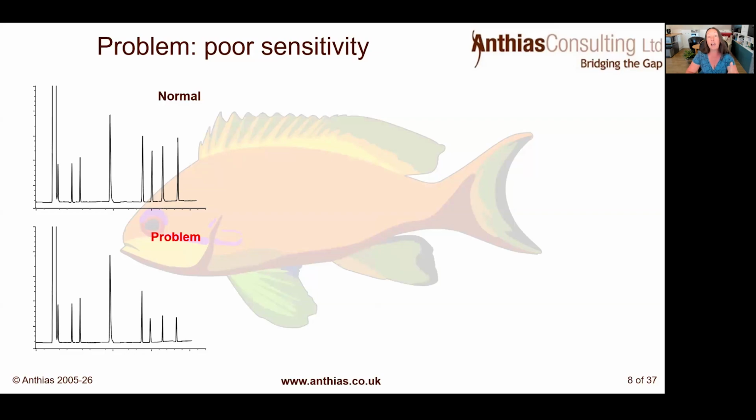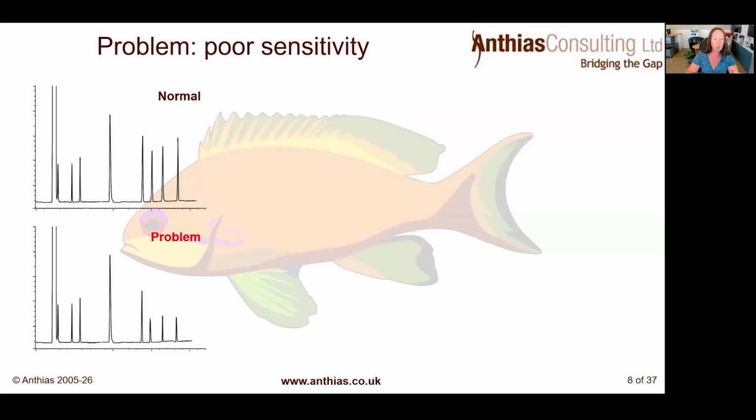So let's have a look at an example of poor sensitivity. We've got our normal chromatogram at the top. We can see our baseline, our peak separation, our peak shapes, and we can also see the relative ratios. And then we've got our problem at the bottom.